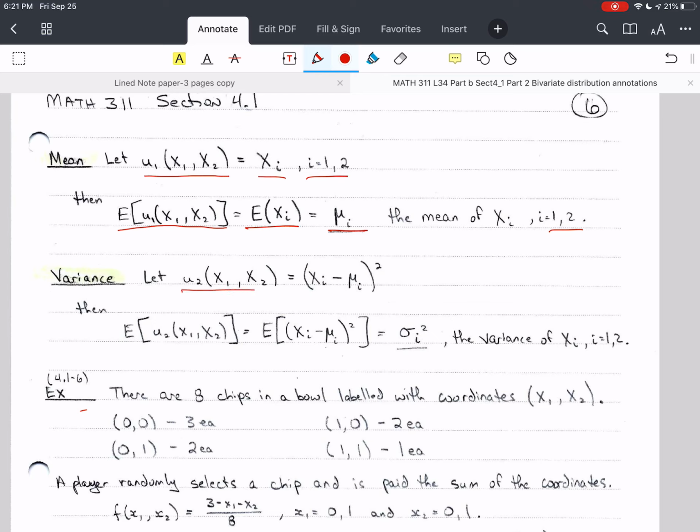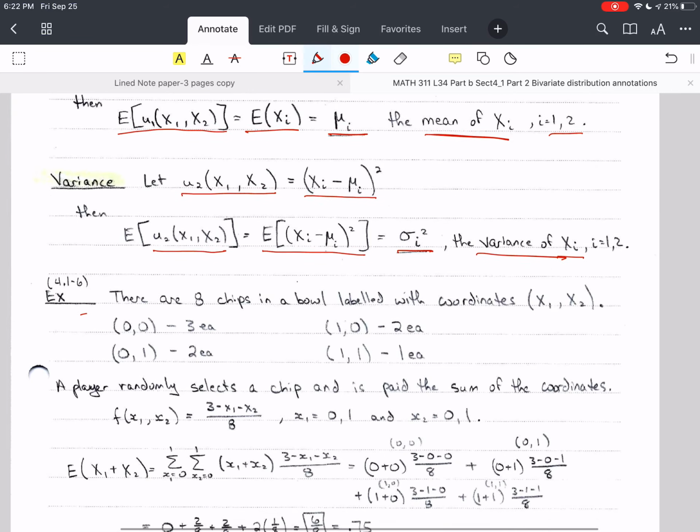And then same thing for u2, but now instead of being xi, it's xi minus mu i, squared. Then the expectation of u2 is E of xi minus mu i, quantity squared, which is sigma i squared, which is the variance of xi. So this is the marginal variance, and this is the marginal mean. Okay. So let's do a quick example.